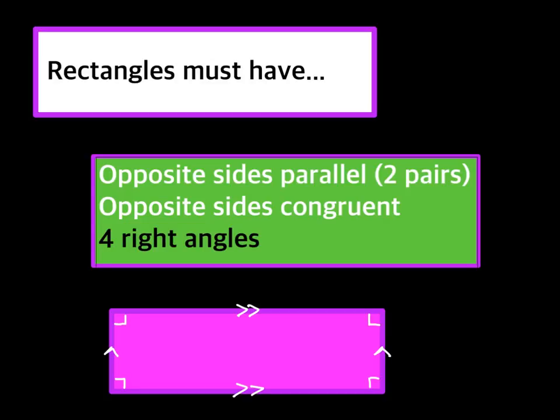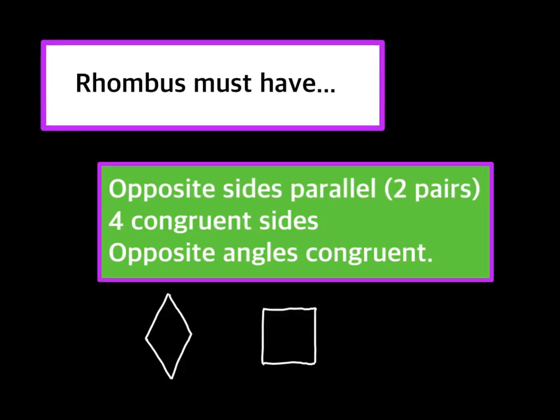And the way to note a right angle is demonstrated right here, where it's like a little L in the corner. That is our mathematical way to represent that 90-degree angle. Our next shape is a rhombus.